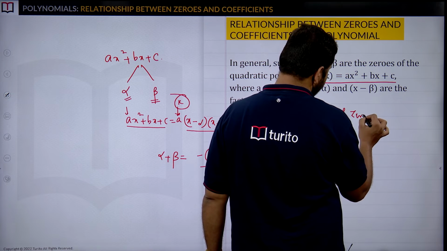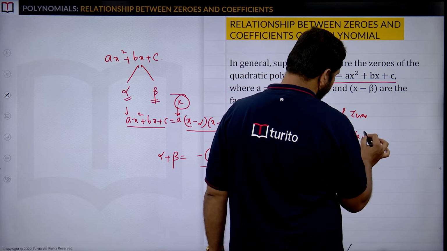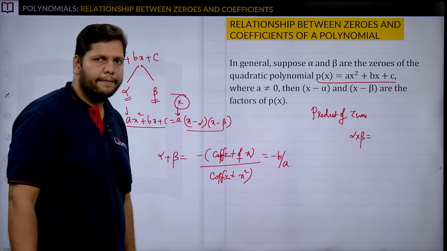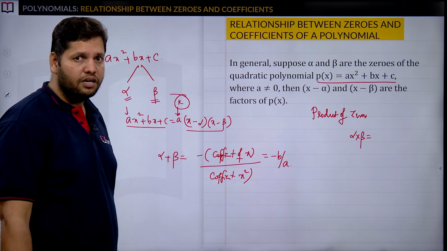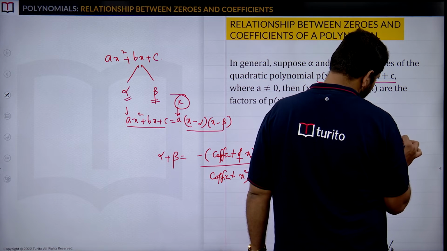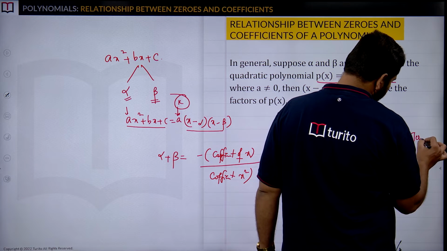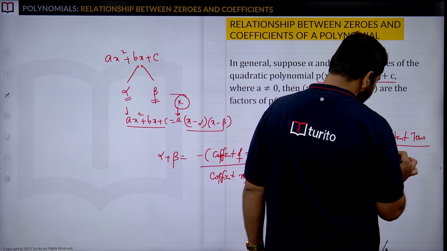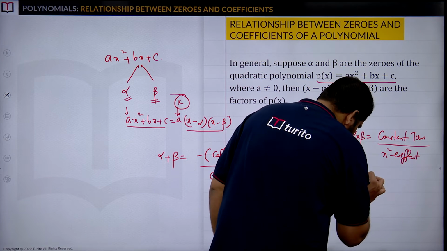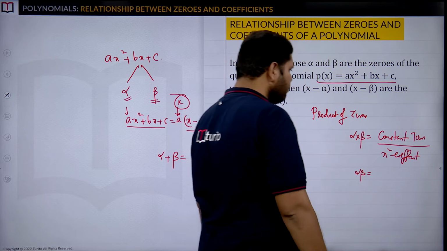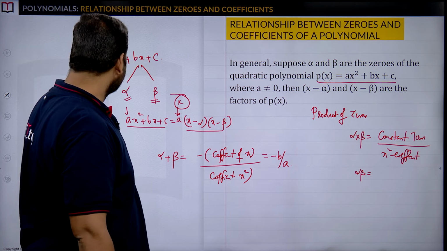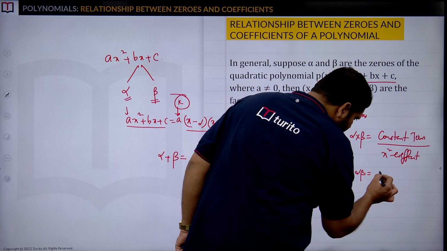Next one, product of the zeros. Product of the zeros means what, children? We can write alpha into beta. In the previous two questions, we got the constant term divided by the x square coefficient. And what is the constant term, children? This alpha into beta we can write as alpha beta, and the constant term is c, the x square coefficient is a. So we can write c by a.